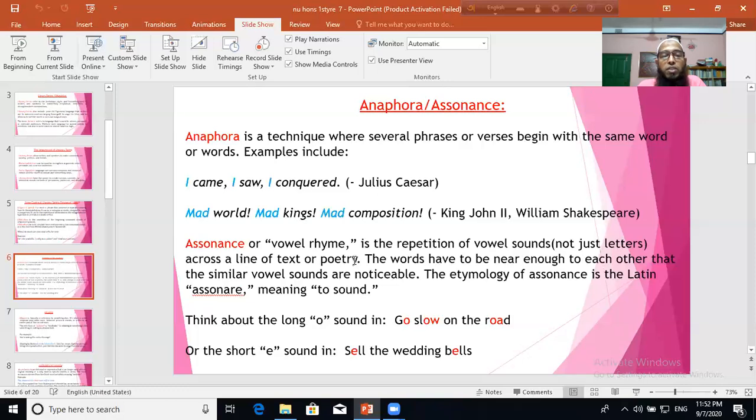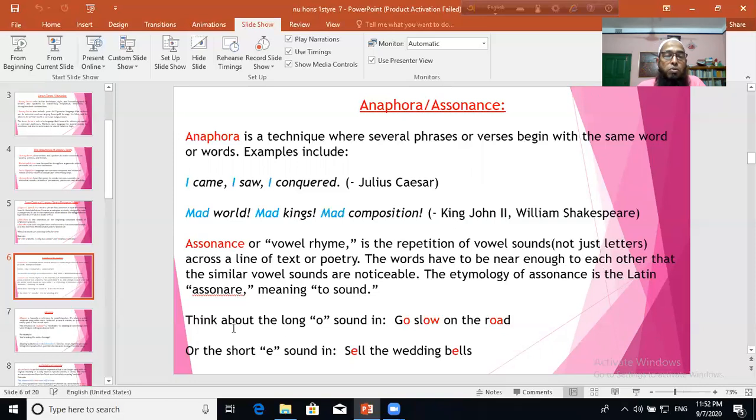Across a line of text or poetry, the words have to be near enough to each other that the similar vowel sounds are noticeable. The etymology of assonance is the Latin assonare, meaning to sound. That means the word assonance has been derived from the Latin word assonare, which means to sound.